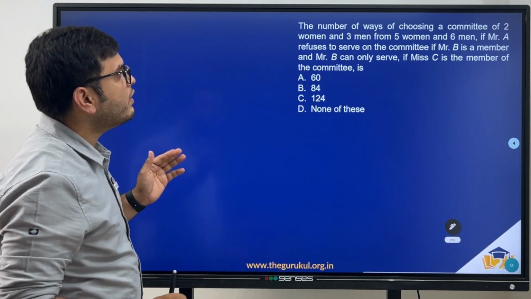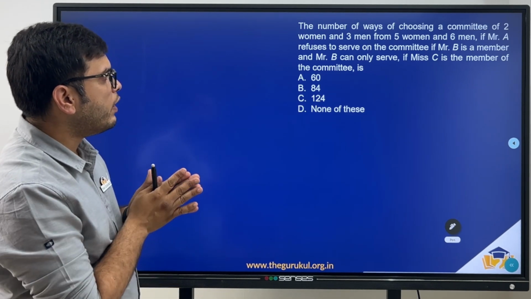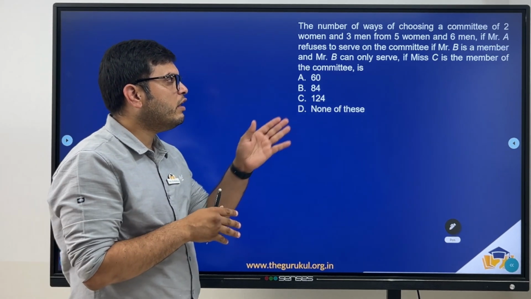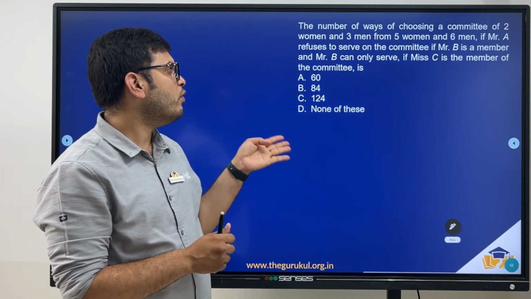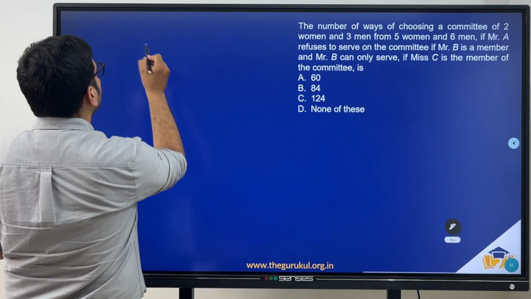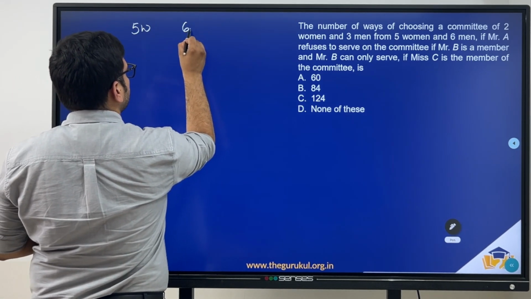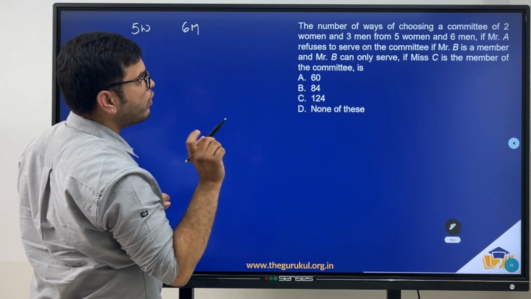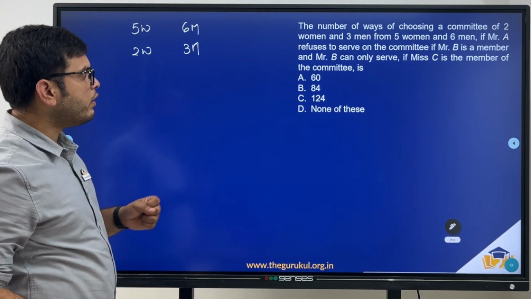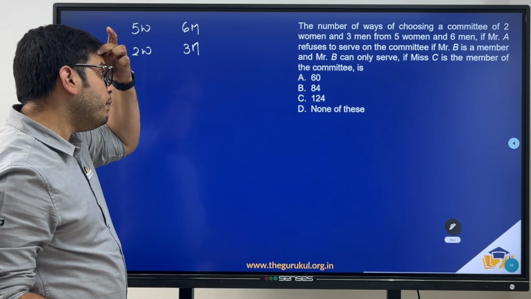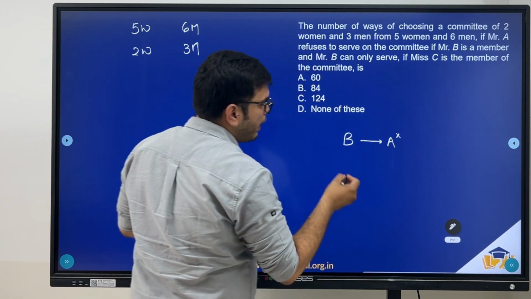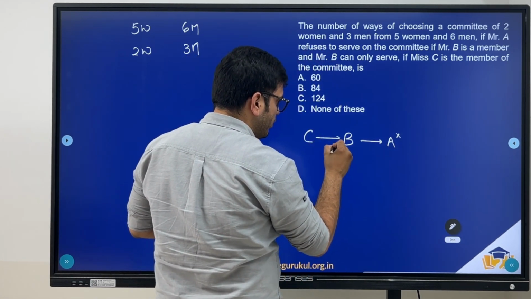Now coming to the fourth question. The number of ways of choosing a committee of 2 women and 3 men from 5 women and 6 men, if Mr. A refuses to serve on the committee if Mr. B is a member, and Mr. B can only serve if Miss C is a member of the committee. So we have a total of 5 women and 6 men. We need to form a committee of 2 women and 3 men, and A refuses to serve on the committee if B is a member. So if B is selected, then you cannot have Mr. A, and you can select B only if there is Miss C.